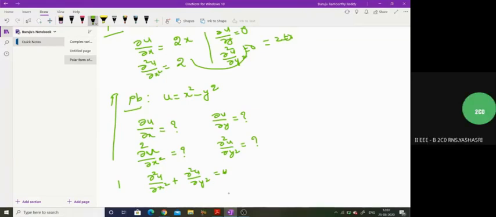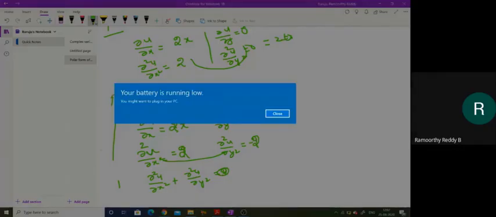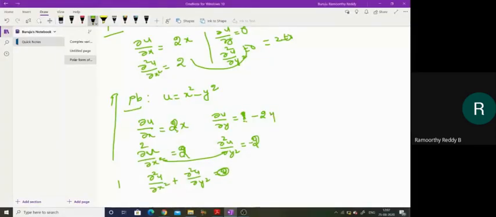Sir, dou square u by dou x square plus dou square u by dou y square equal to 0. Because dou u by dou x is 2x, and dou u by dou y is minus 2y. So dou square u by dou x square is 2, and here it is minus 2. If you add this, you get 0. So therefore, u is a harmonic function. Then you can calculate the harmonic conjugate, right? So next one.